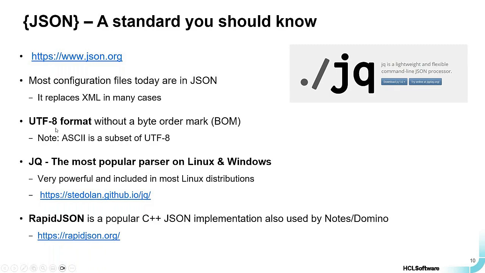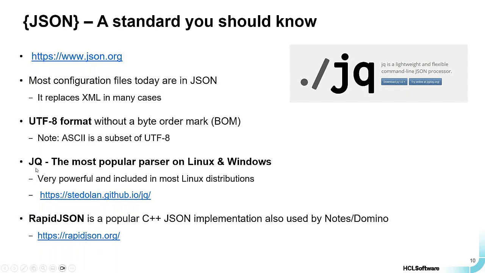Usually it's UTF-8. So Domino uses UTF-8 without the byte order mark. There are a couple of bytes, 3 bytes in front of the UTF, usually to show that this is UTF. In this case, you don't have to pass that in. ASCII is, by the way, a subset of UTF-8. So when you write everything in ASCII, you are always safe. ASCII means it works with UTF-8, right?